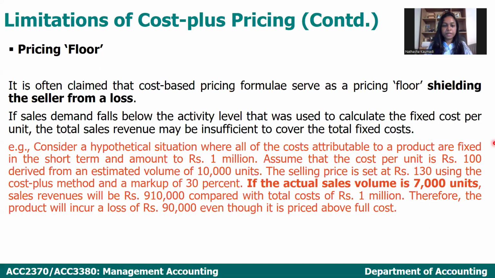Right. Okay. Now, assume that the cost per unit is 100 rupees derived from an estimated volume of 10,000 units. Even though we say demand is ignored in cost plus pricing, I told you we still have to estimate our volume. Why? To divide the fixed cost, right? If we don't have any estimate of volume, how can we get the fixed cost into unit cost? We can't. That's why here also they have estimated the volume.